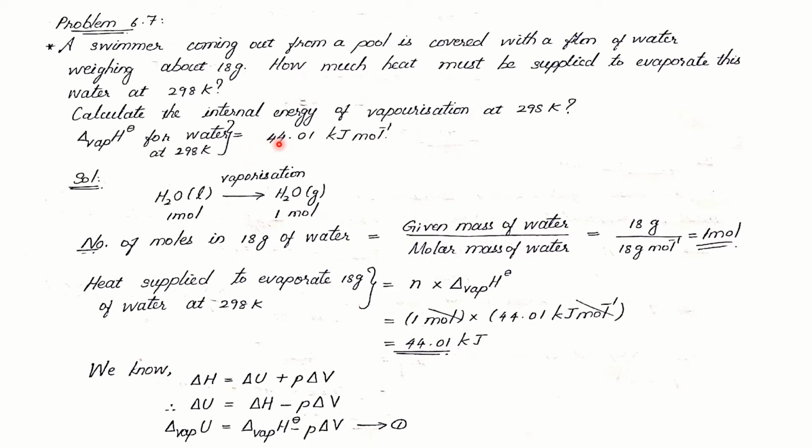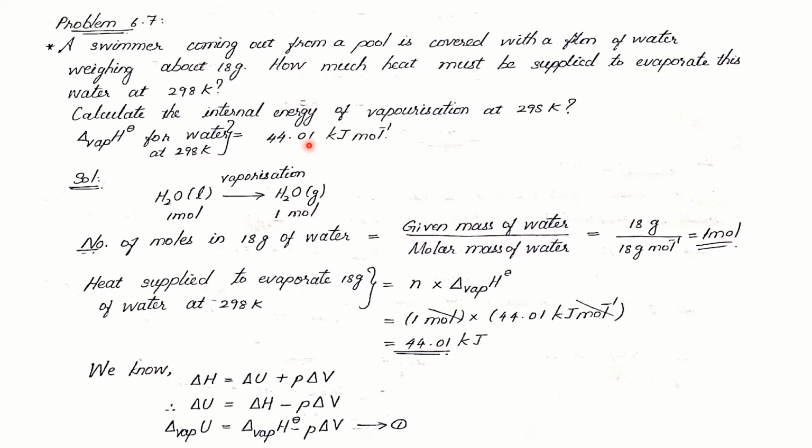It tells you that 44.01 kilojoules of heat is required to vaporize 1 mole of water in the liquid state at constant temperature, that is 298 Kelvin, and pressure, which is atmospheric pressure. That is, 44.01 kilojoules of heat is required to convert 1 mole of water in the liquid state at constant temperature, which is 298 Kelvin, and constant atmospheric pressure to 1 mole of water vapor, in other words, steam.